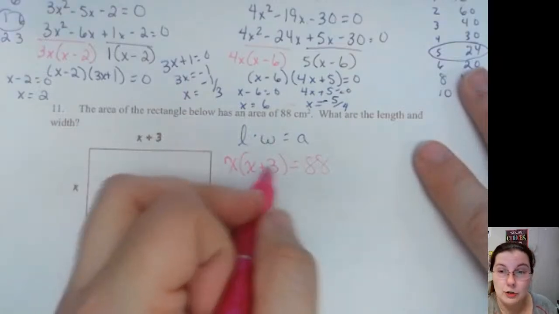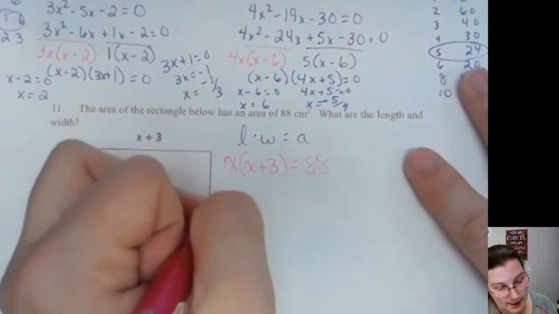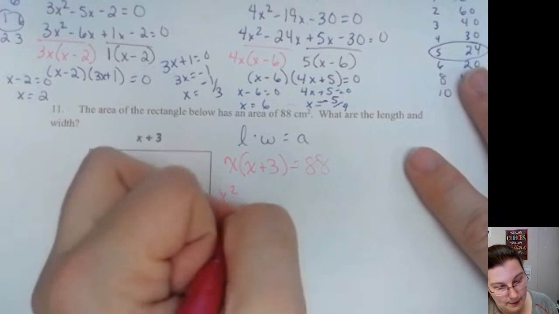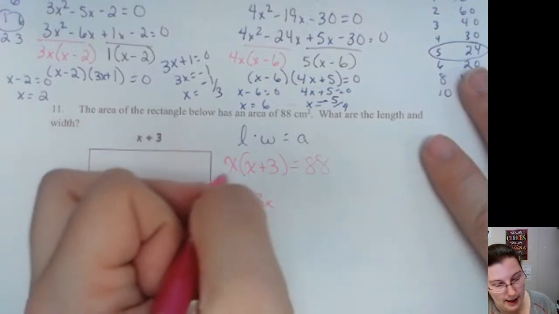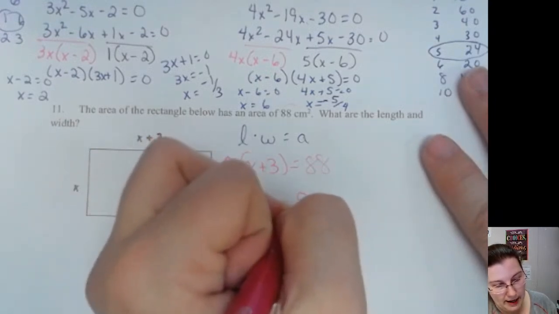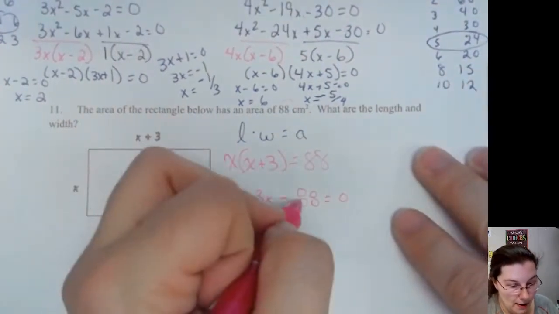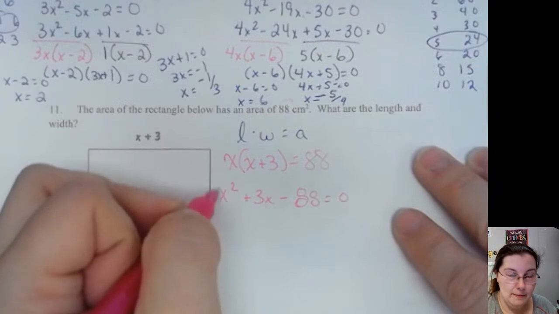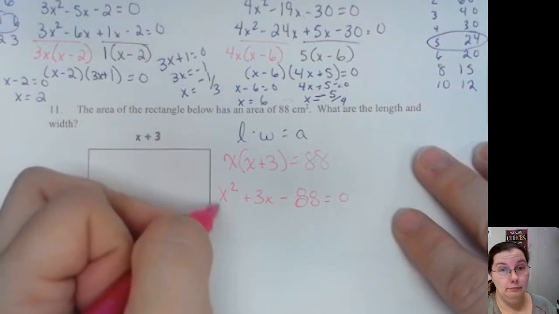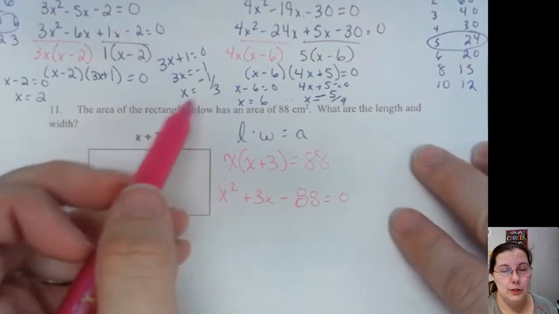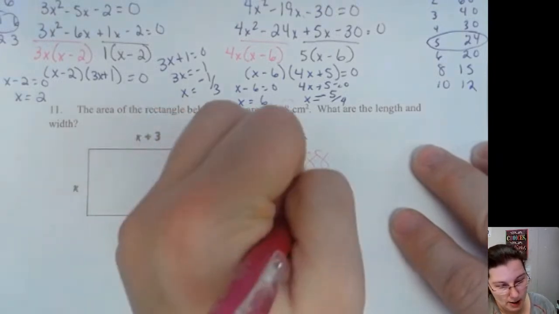So now we need to distribute and move. So x times x is x squared. X times 3 is 3x. And then that's going to be a negative 88 once I move that over. So equals 0. So now on this one, because my a is equal to 1, I don't have to do any multiplication. Here I can just factor.